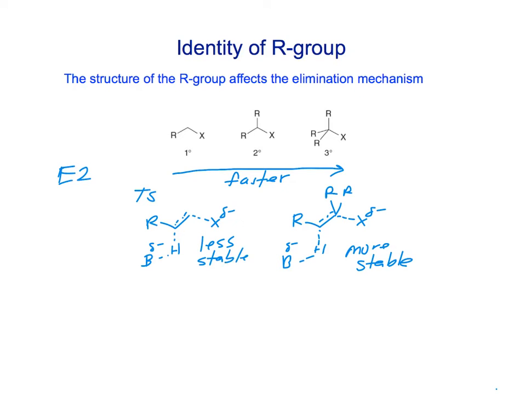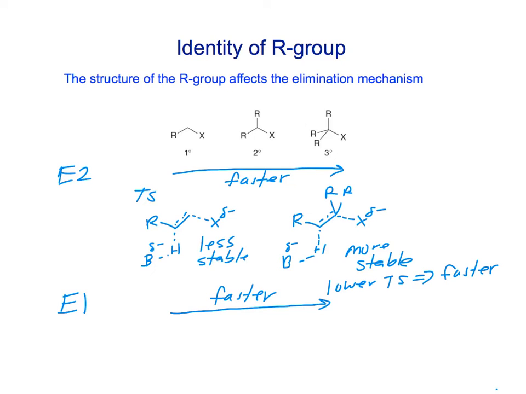And because a lower energy transition state is going to lead to a faster reaction. Okay, so for E2, tertiary is the fastest. What about for E1? E1 is going to have the same trend. Okay, this is going to go faster as we go to the right.